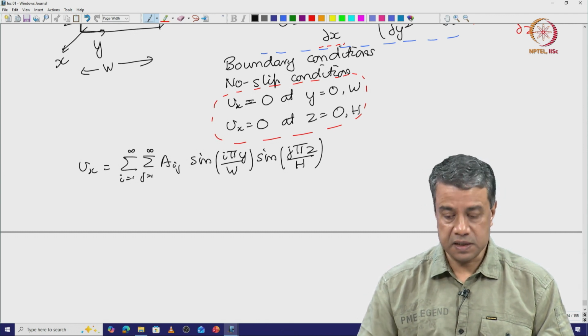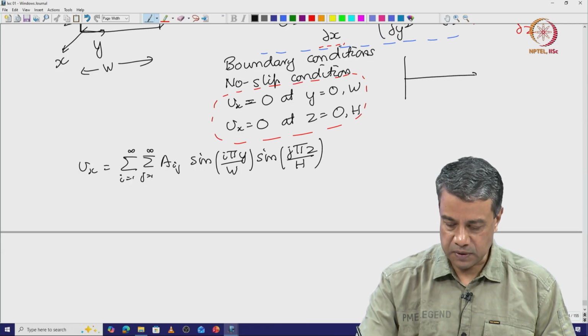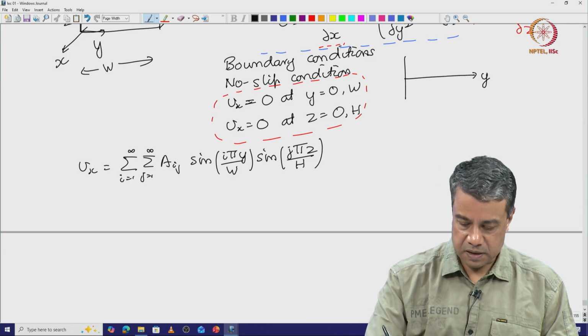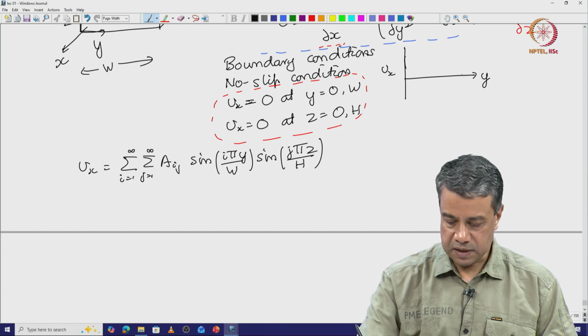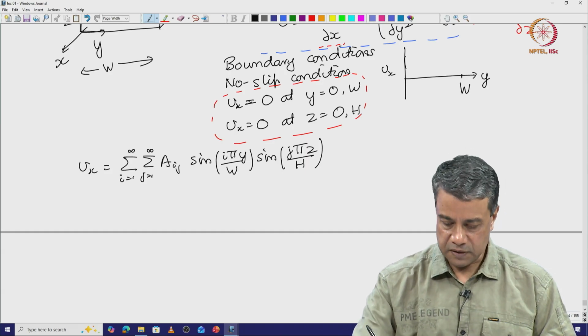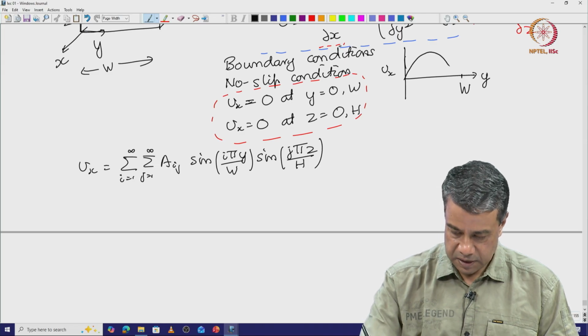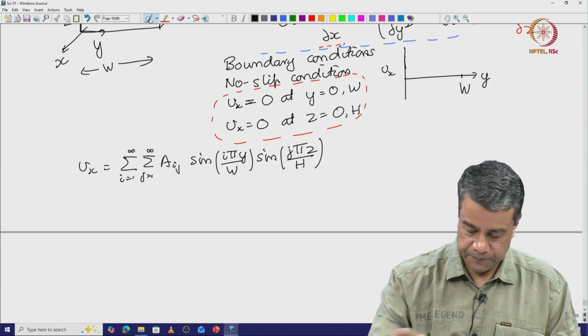So, basically in each direction what you are doing is, let's just take the y direction velocity Vx. Let us say this is equal to w in the y direction, the velocity has to be 0 on both boundaries. Therefore, I am expanding the velocity in a series of sine functions.